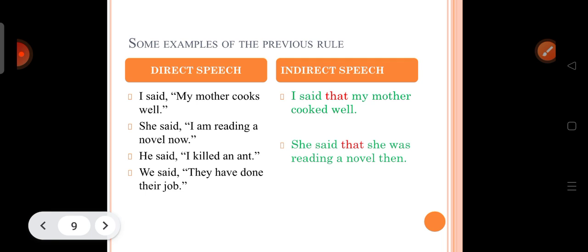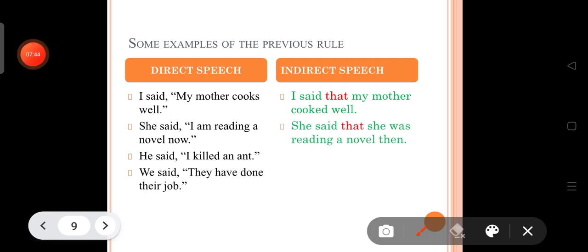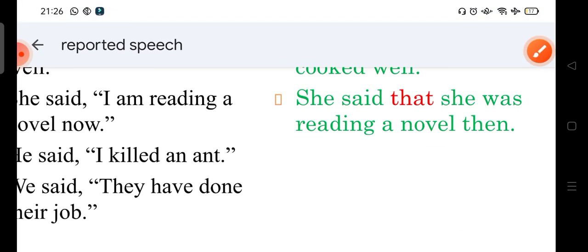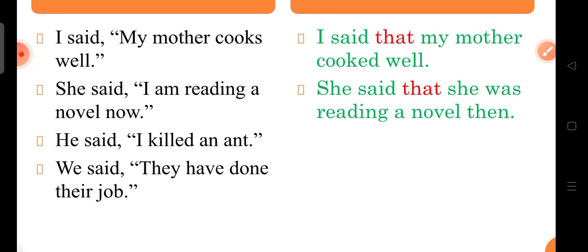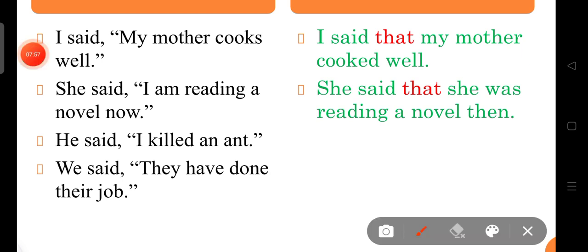So what changes have taken place? Look here: "am reading" and "I" also change. "I" becomes "she." I am zooming in on it. Carefully watch and try to understand. Why does "I" become "she"? She said, so look at the gender. "I" refers to "she," so that's why we are keeping "she." She said that she was reading.